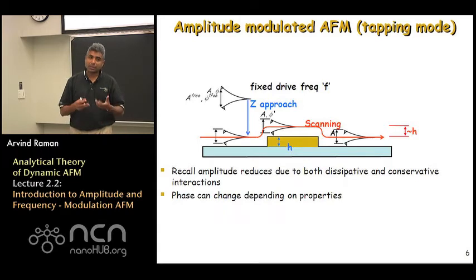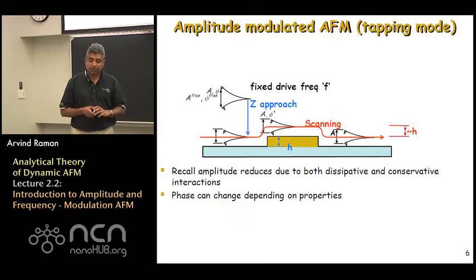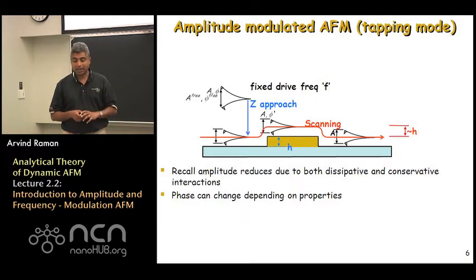And so now let's go on to actually talking about how these different imaging modes work. The first major imaging mode that we'll talk about is what's called amplitude modulated AFM. This is called the tapping mode AFM. Now, amplitude modulated AFM is also called AM-AFM.